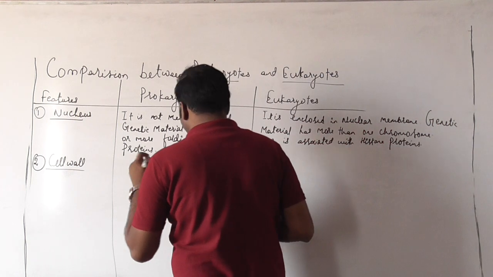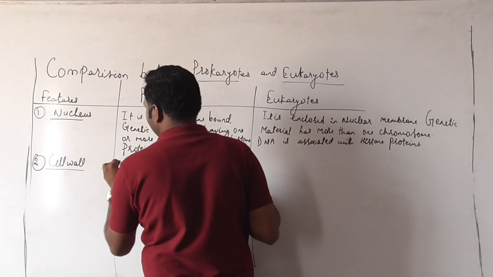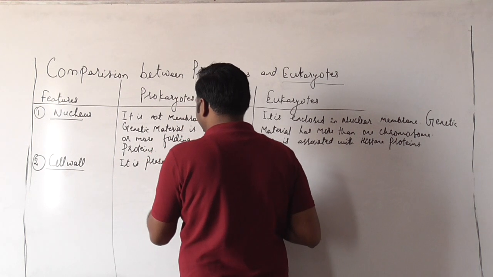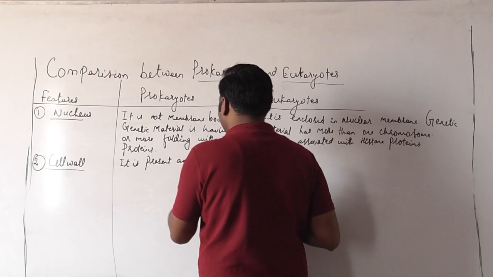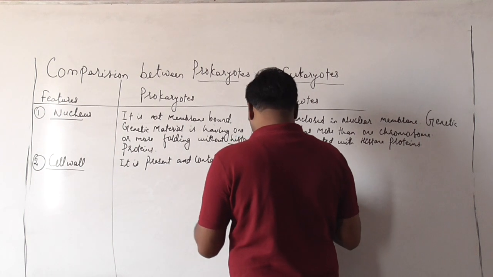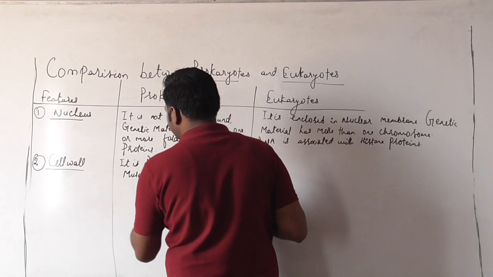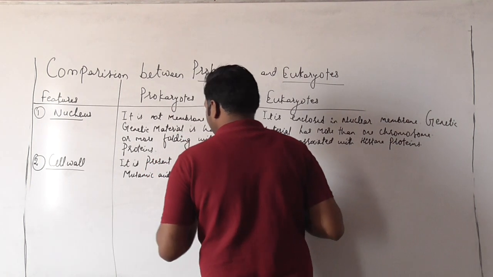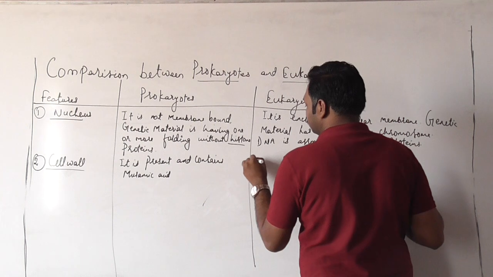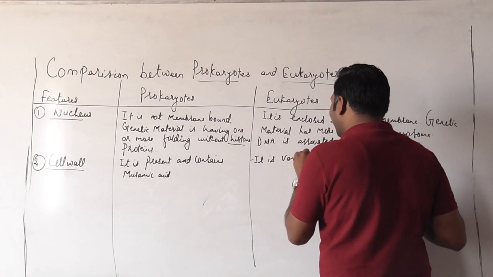So cell wall, in case of prokaryotes, is present and contains muramic acid, or murein. And in case of eukaryotic cell, it is variable. So why is it called variable?